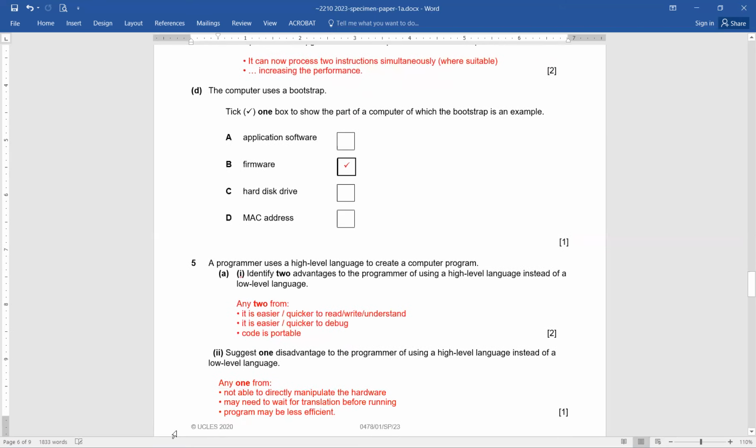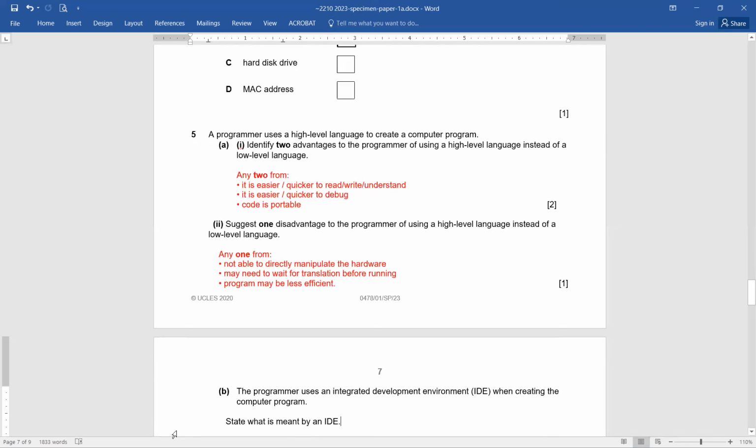Question number 5. A programmer uses a high-level language to create a computer program. Identify 2 advantages to the programmer of using a high-level language instead of a low-level language. So if a student has written, it is easier or quicker to write, read, or understand, that's perfect. It is easier, quicker to debug, code is portable. So any of these 2 points are going to give the student 2 out of 2.